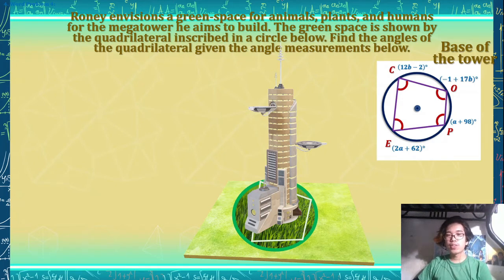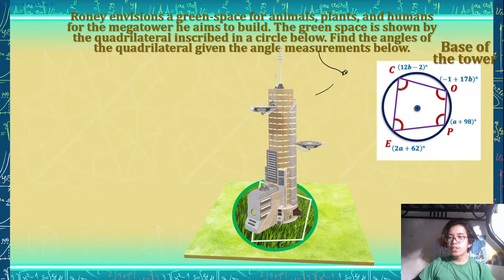Roni envisions a green space for animals, plants, and humans for the mega tower he aims to build. The green space is shown by the quadrilateral inscribed in a circle below. This is going to be the base of the building, as shown here. So we need to find the angles of the quadrilateral given the angle measurements here.